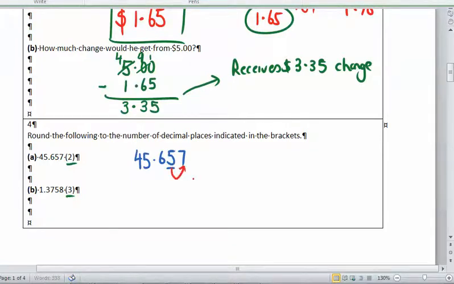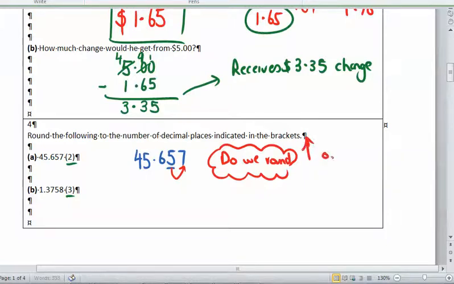So we have to look at this, and we have to ask ourselves this question. Do we round up or down? Well, 7. Is it greater than 5 or less than 5? Greater than 5. So we actually have to round up. Now, what are we rounding up? We're not rounding up this. We're looking at this and then rounding up this. So this 657 becomes a 6. So the answer is 45.66. That is what you should have.